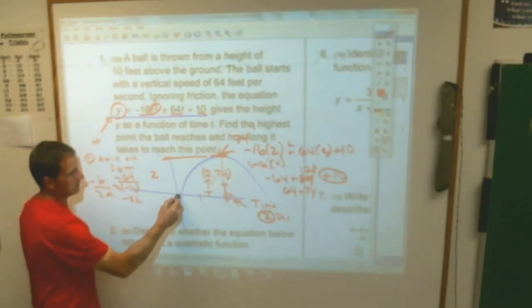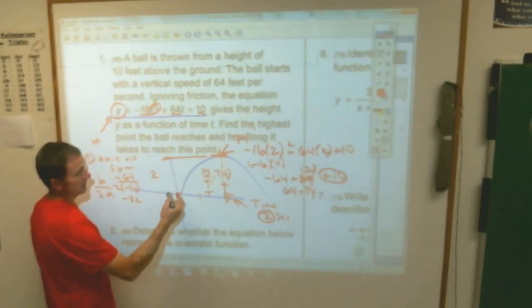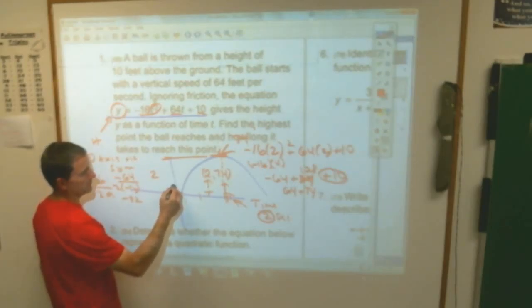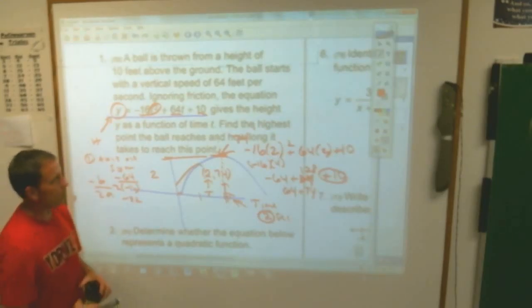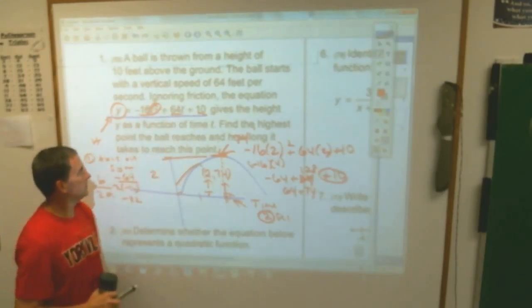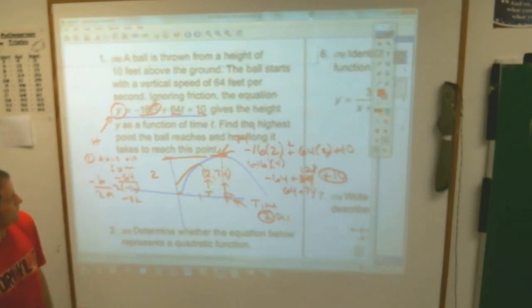At 0 seconds, it starts 10 feet off the ground. So this parabola actually comes up there. At 1 second, you put ones into there, you get 44 feet. Shouldn't be any more difficult than that.